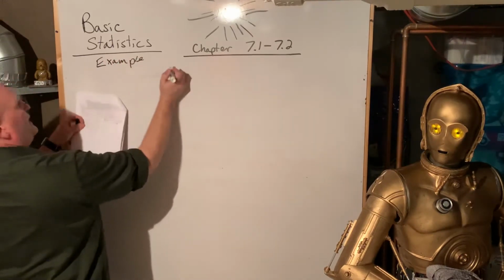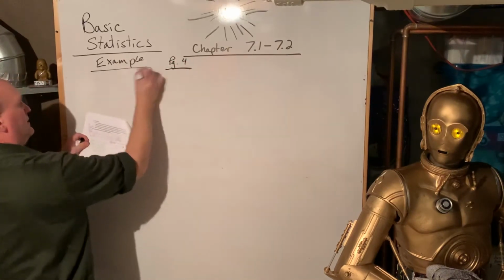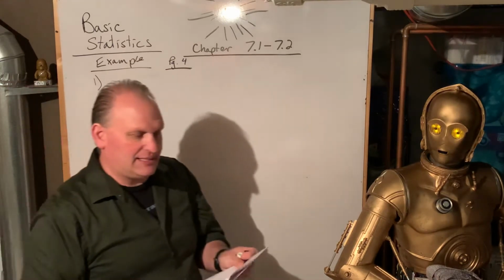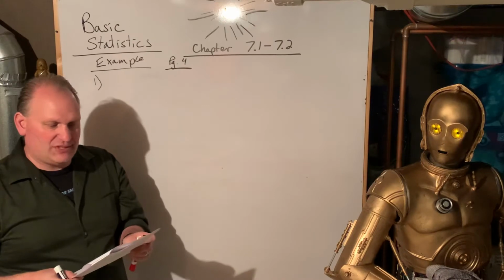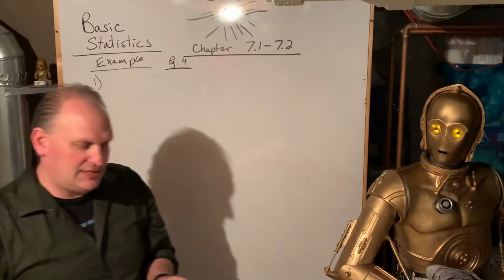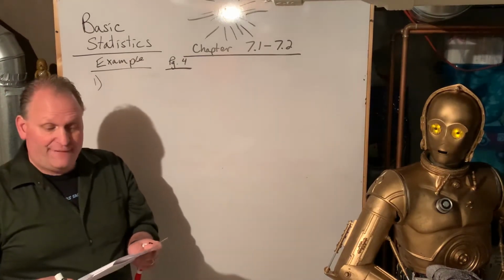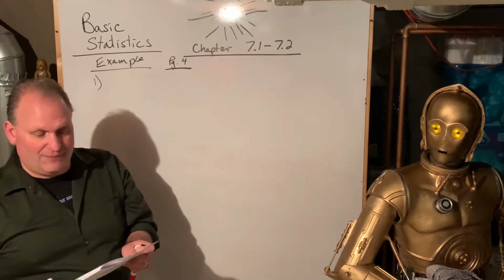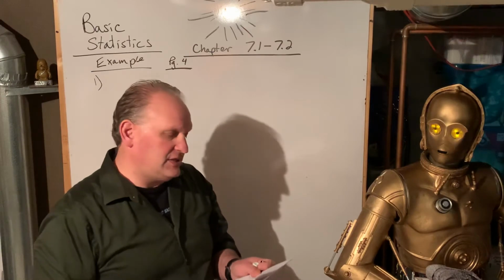So this is on page 4 of your note packet. It's the second example. 10 randomly selected cars were stopped and the tread depth was measured. The mean was 0.32 inches and the standard deviation was 0.08 inches. Find the 95% confidence interval of the mean depth. Assume that the variable is approximately normally distributed.